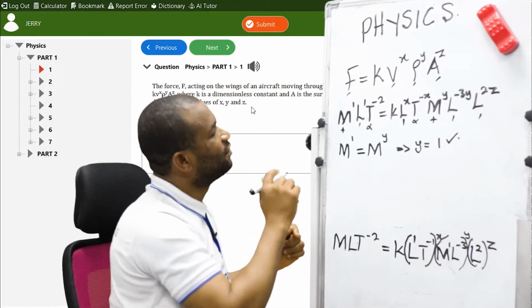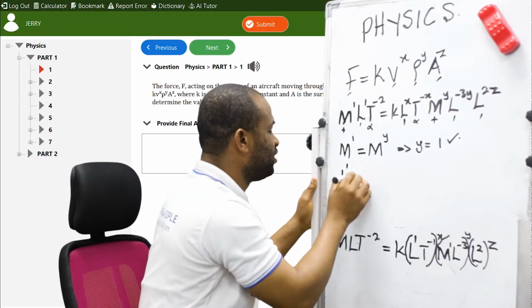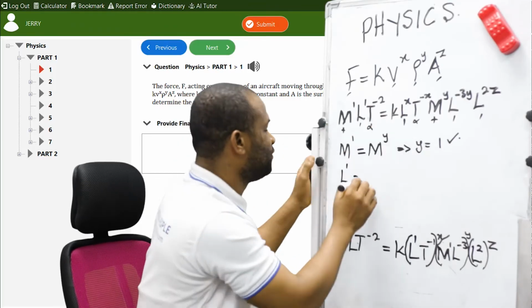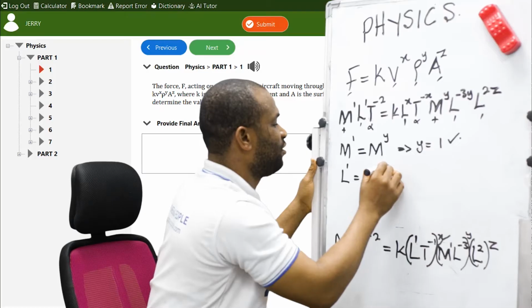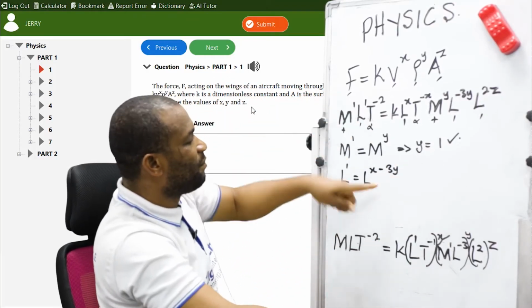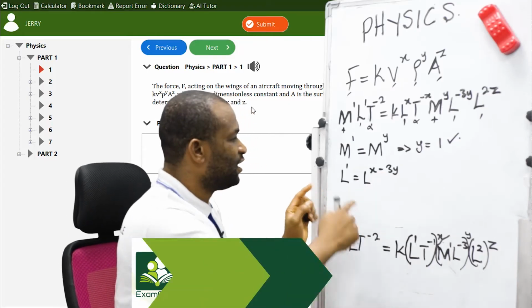Yeah, I've gotten y. Let's go to the next. L, I'm bringing L. L raised to the power 1 is equal to L^x times another L^(-3y). You know why am I minusing? It's supposed to be plus, but plus minus is still going to give you minus. Now, what do I do?